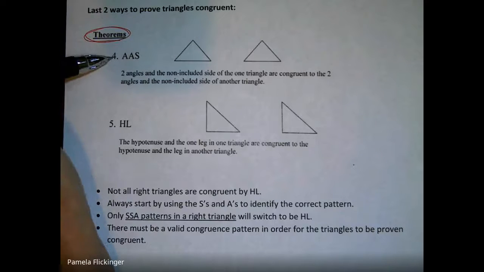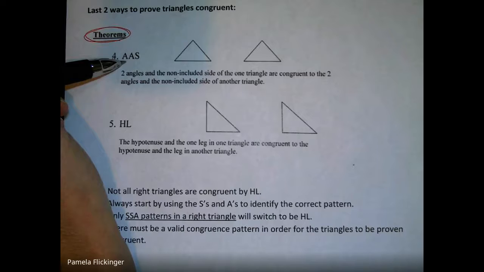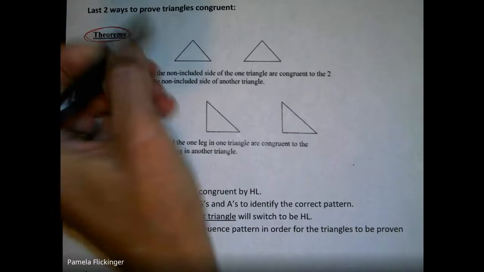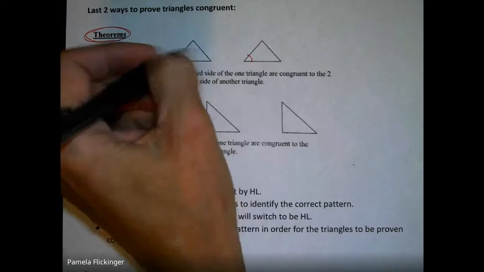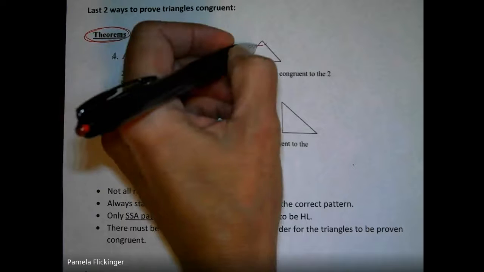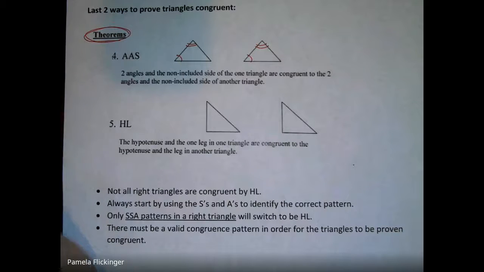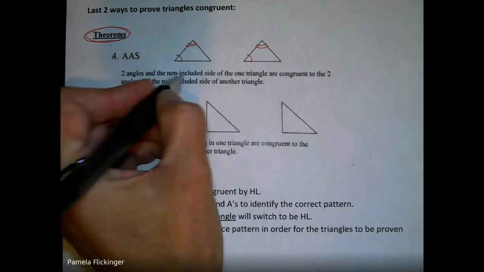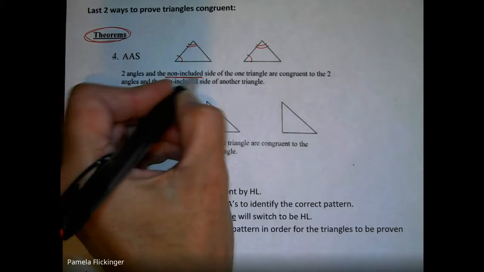All right, so the 4th pattern is angle, angle, side. Now, yesterday we had a pattern that had 2 angles in it, but remember the S was in the middle. So that kind of tells you the placement of things. So you're still going to have 2 angle pairs. So let's mark those on our picture. But this time the side is the non-included side.